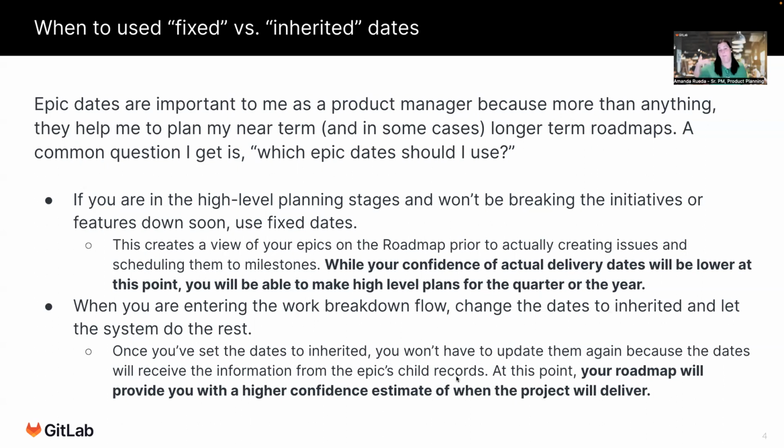So you could have the ultimate parent epic be inherited, but a sub-epic be fixed because it's not being broken down yet, and a different sub-epic be inherited. So there's no problem with mixing and matching types of dates. Just know that whenever you've set something to fixed, it's going to expect you to update it. The system's not going to take over for you when things get broken down.